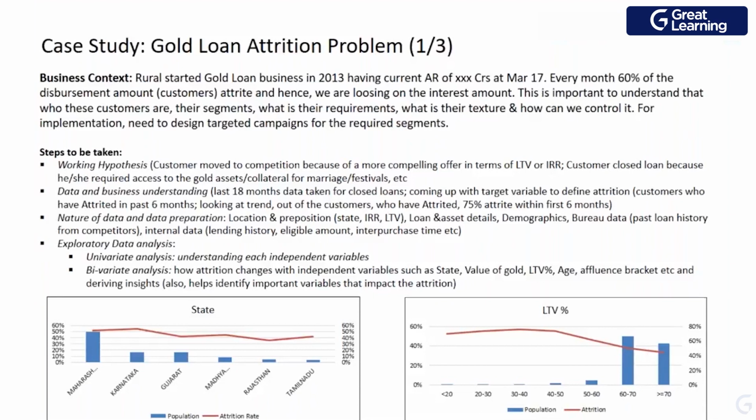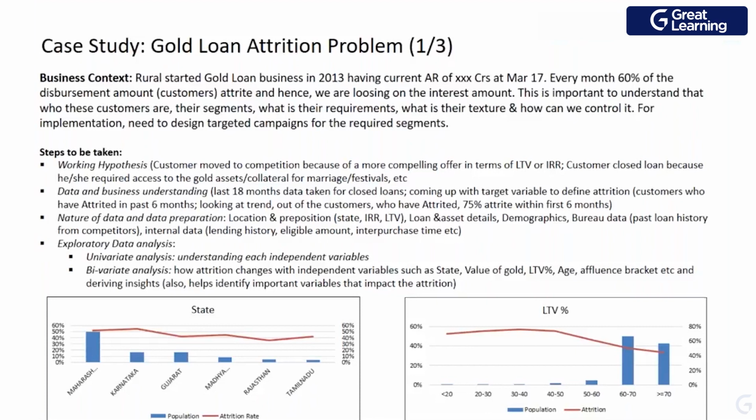Or it could be that the customer closed the loan because they got access to the gold assets or collaterals. They wanted their gold assets back. Let's say there is a marriage coming up, or a festive season coming up, so they wanted their gold back, and hence they closed the loan and got their gold back.